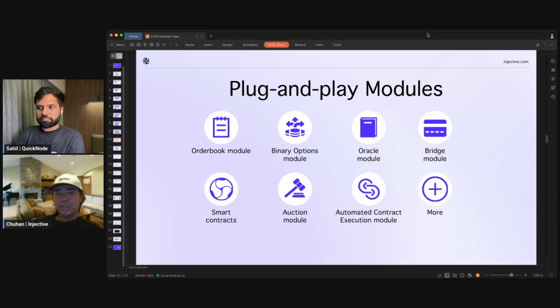We have the bridge module. This is also very powerful. We have Peggy deployed on Ethereum, a key component to connect us with the Ethereum ecosystem. It allows users to seamlessly transfer their assets on Ethereum to Injective. This will also increase our interoperability. We have the smart contracts module, and the auction module.